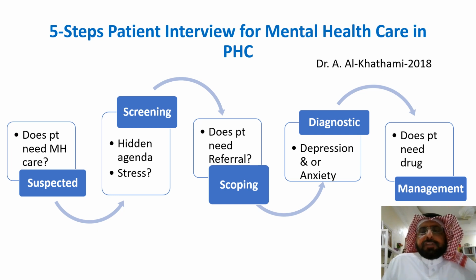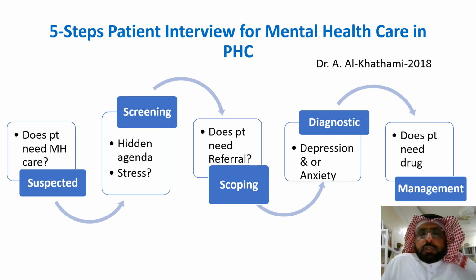So we cannot manage hypertension or a chronic disease, irritable bowel syndrome, whatever, unless we discover the stress. How do these five steps work? First, is this patient suspected? Does this patient need mental health care or not? Then we screen him for hidden agenda and stress.